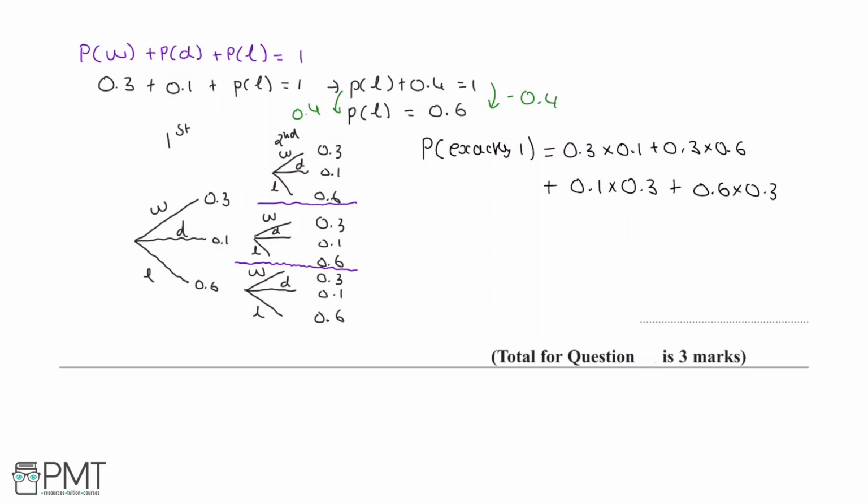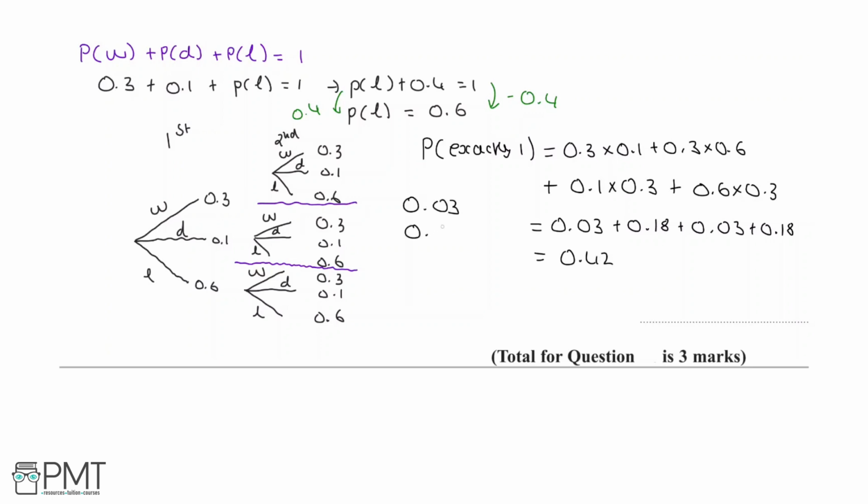What we can do now is sum these probabilities by hand, okay? So 0.3 times 0.1, well, this is just going to be 0.03. 0.3 times 0.6 is going to be 0.18. 0.1 times 0.3 is again 0.03. And 0.6 times 0.3 is 0.18. Adding these, we have 0.18 plus 0.18, that's 0.36. 0.36 plus 0.03 is 0.39, plus 0.03, that's 0.42. 0.42. And we'll check this with some column addition.